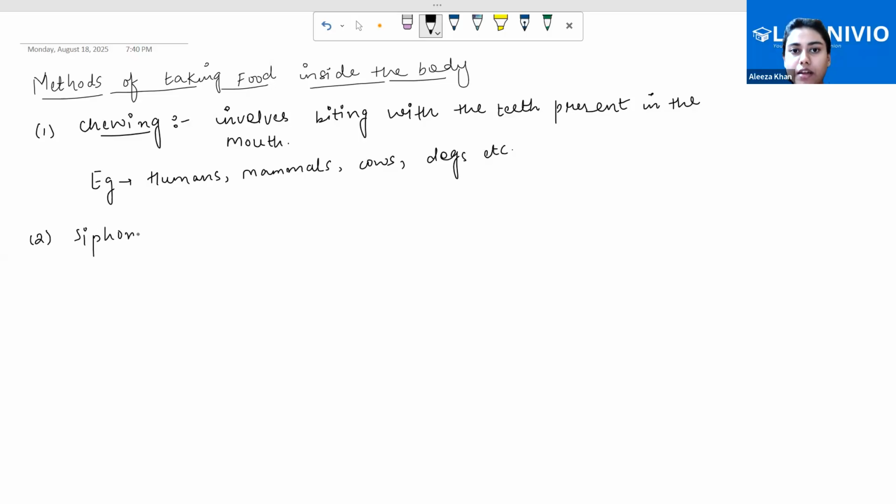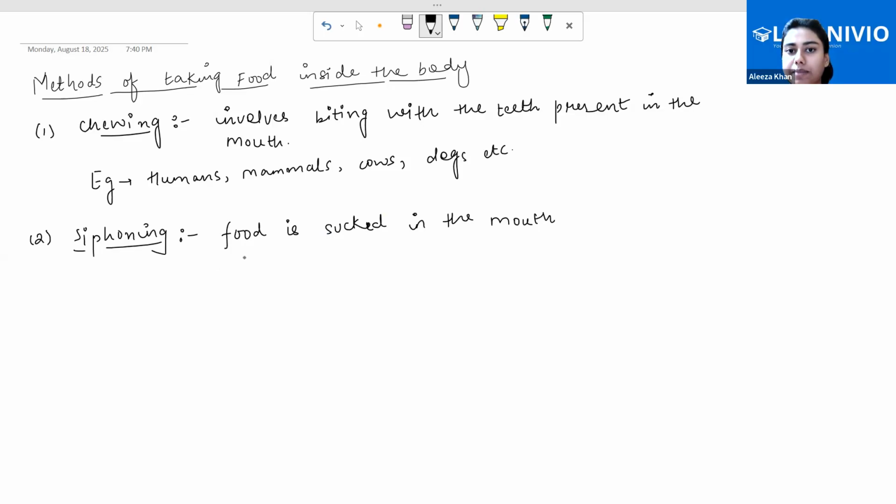So next one is siphoning. Do you know what is siphoning? Siphoning is the mode where the food is sucked. Sucked, S-U-C-K-E-D.